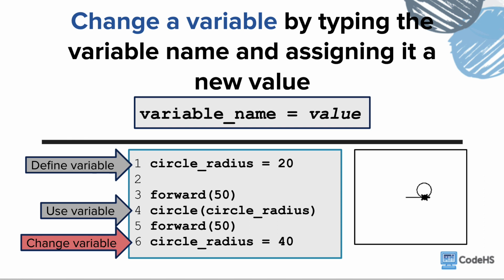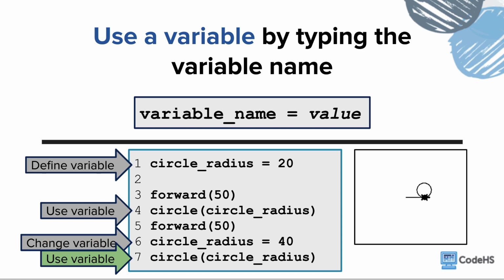We can also change or alter the value saved in the variable by simply writing the variable name, an equal sign, and the new value we want to store, as we're doing on line 6. Now the value 40 is saved inside the circle radius variable. Note that changing the value of the variable doesn't change anything about the output of the program. When we use the circle command with the circle radius variable on line 7, now we are using the altered value of the variable, which is 40. When we run these commands, now we see a second circle with a radius double the size.